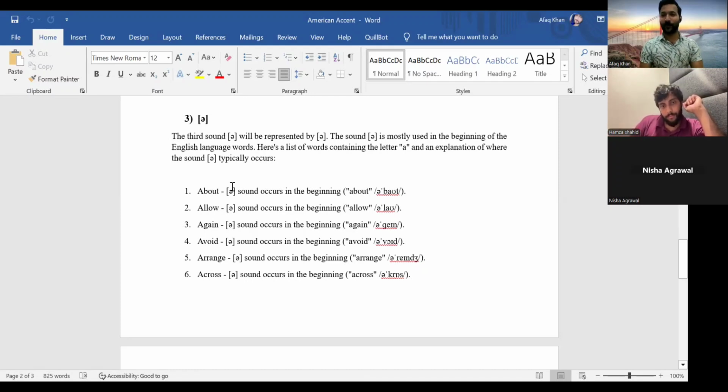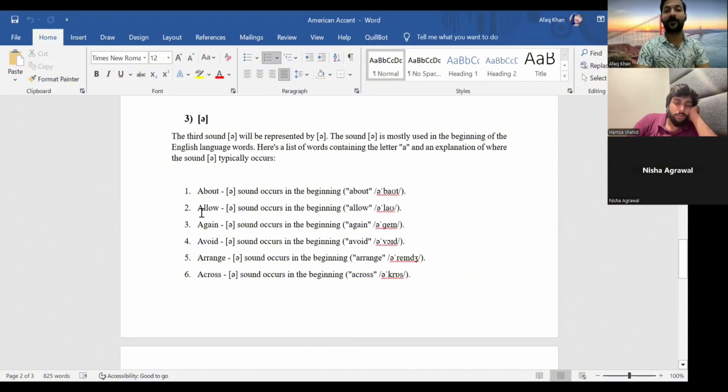Now I'd like to show you how to say this sound in a word. Look at the first example: about. It isn't the sound A, it is the letter A that is used in the beginning of this word. About, about, about. Very good. Now we're gonna move to the second example.